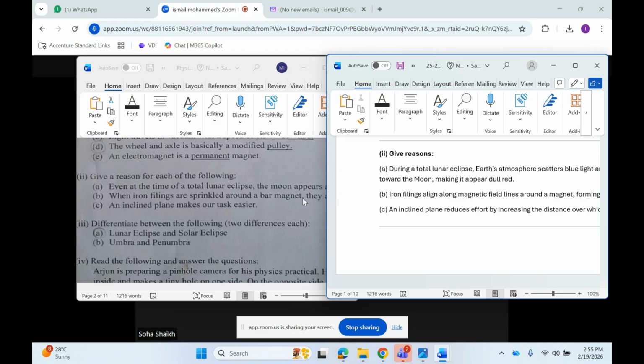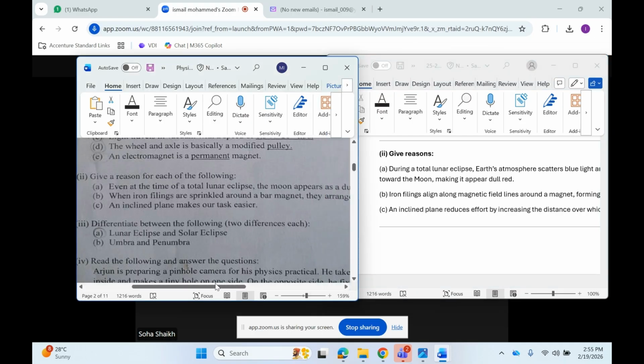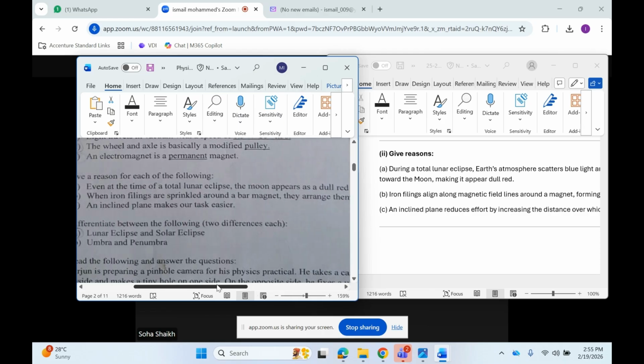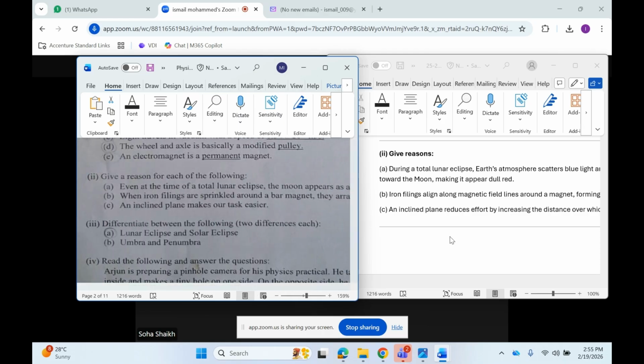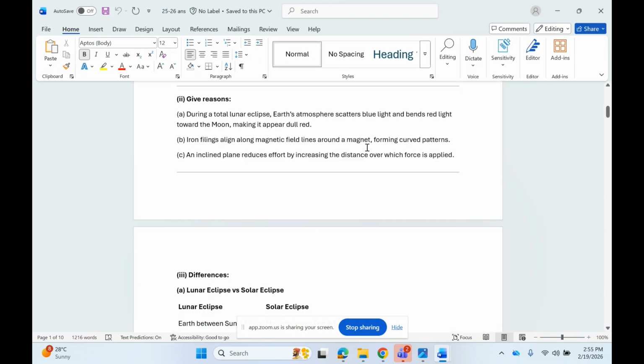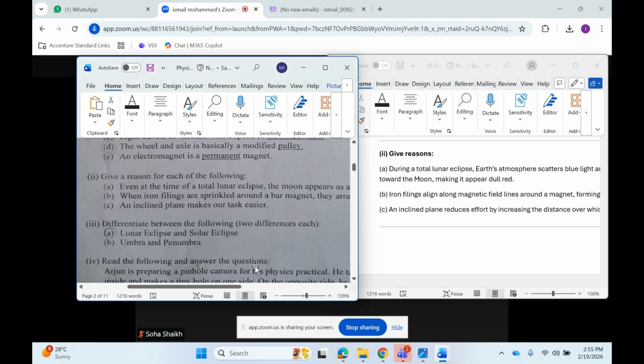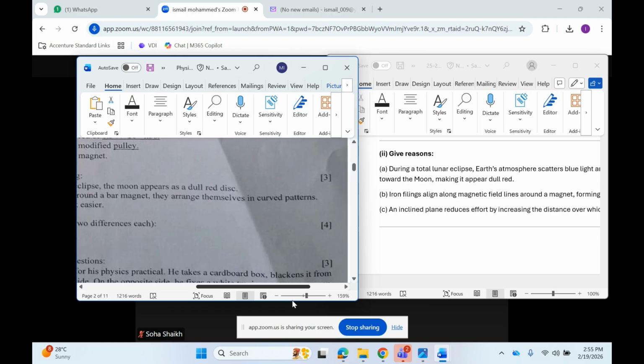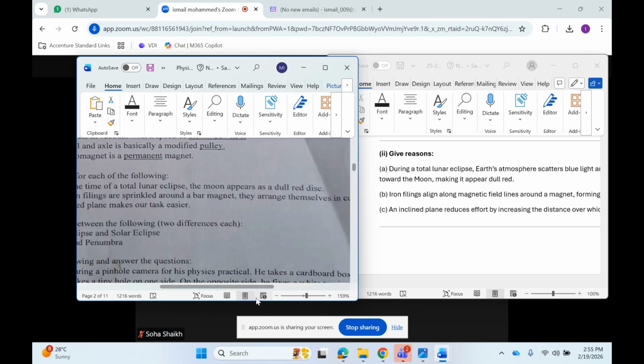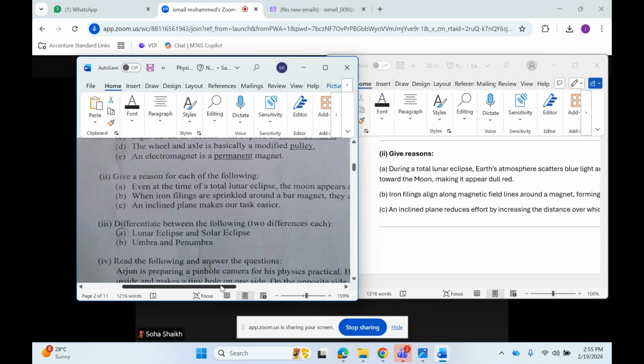Iron filings sprinkled around a bar magnet arrange themselves in curved patterns. Give reasons. When iron filings come near the bar magnet, they arrange themselves in curved patterns. I think that is what he is asking. Give reasons. I don't know. The answer is not here. We will check that one, or you can Google.